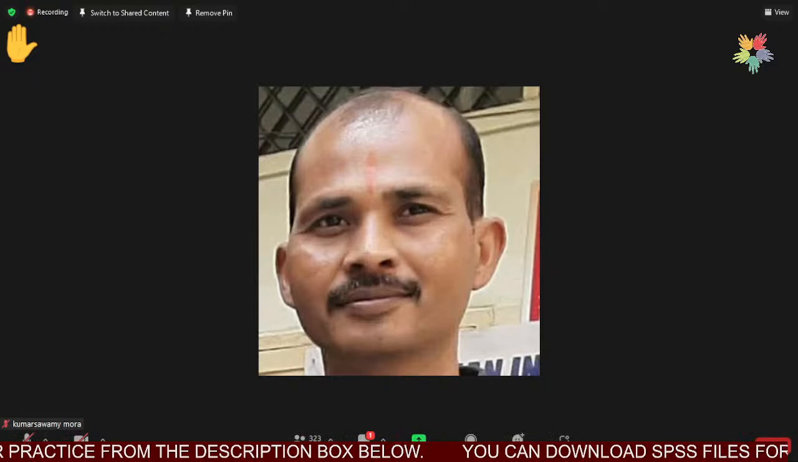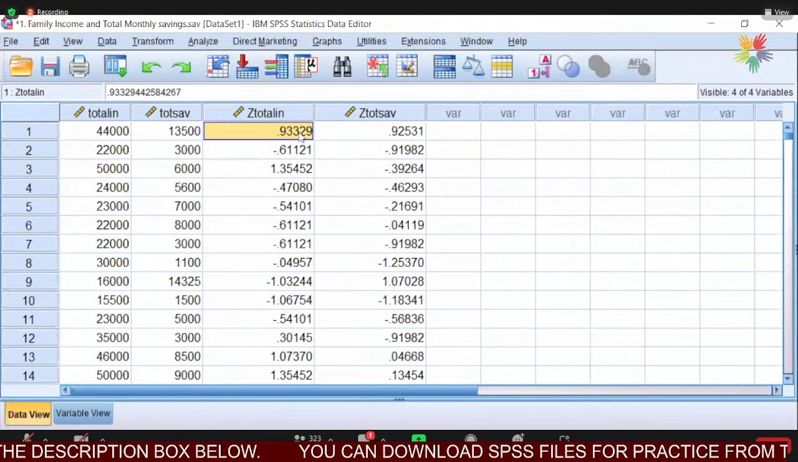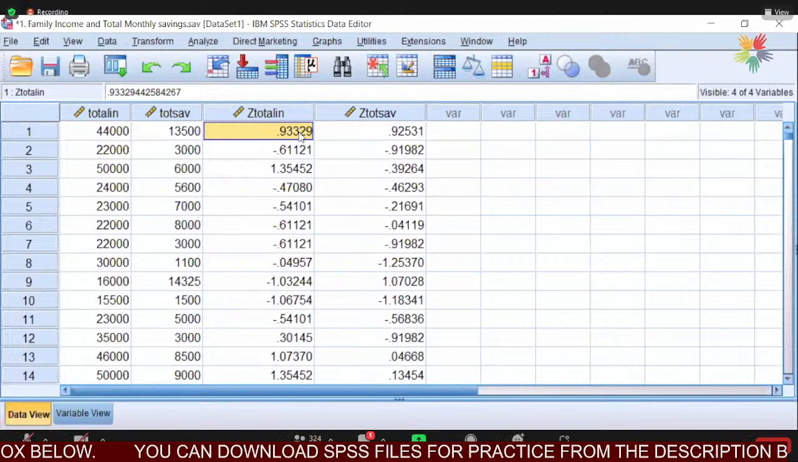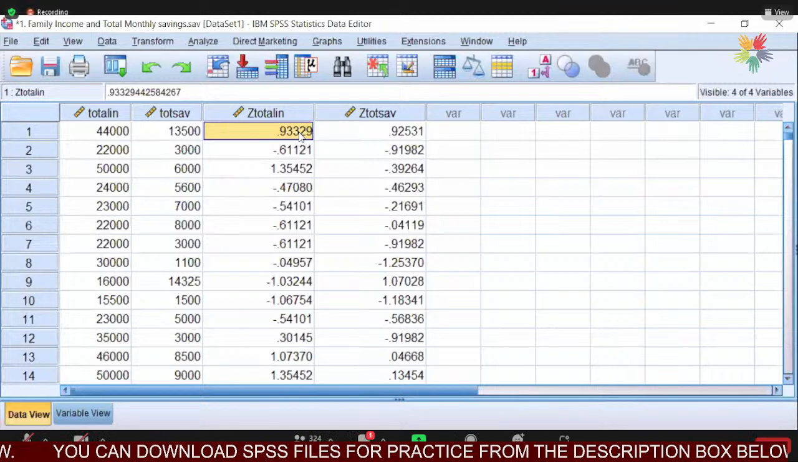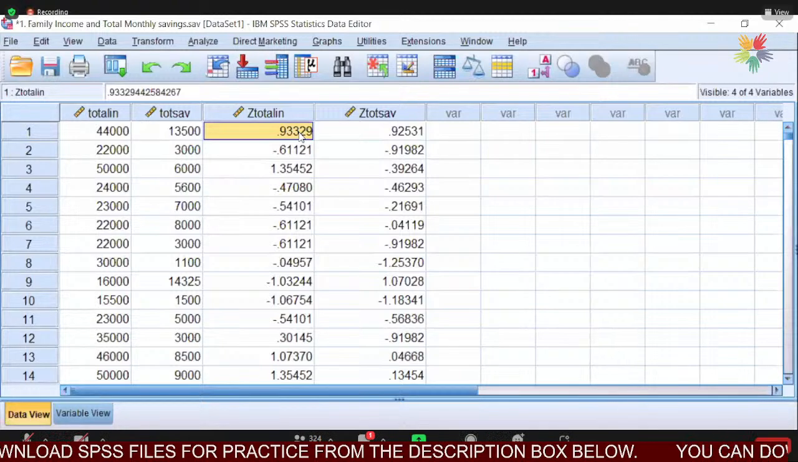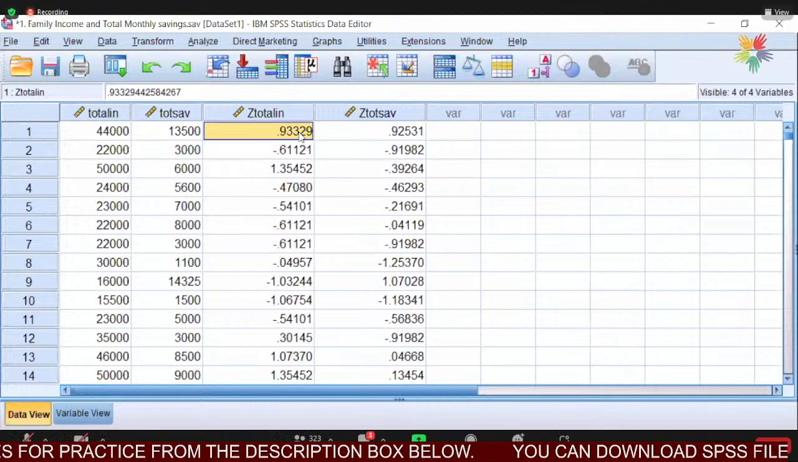So now I will go for something very simple, but I will complicate. I'm going for a dummy variable regression, right? What is dummy variable regression?